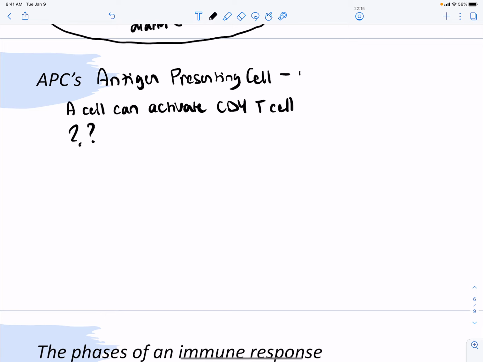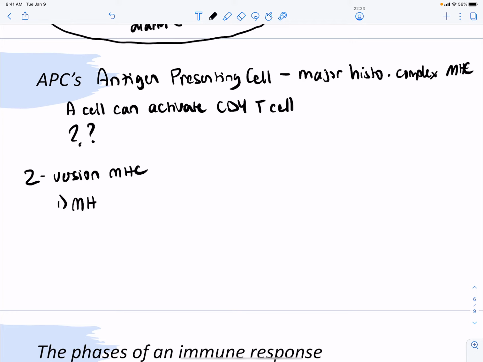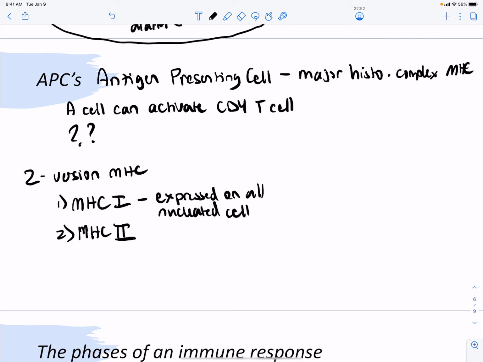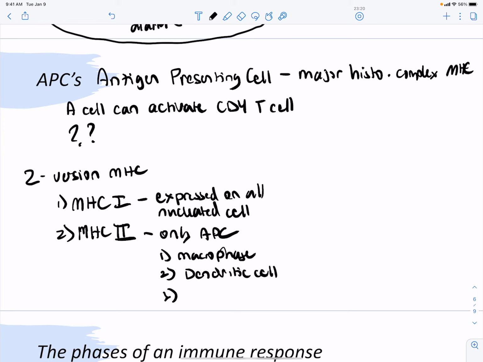Well, we have our major histocompatibility complexes, and they're called MHC. And we have two versions of MHC. We have MHC class 1, which we call MHC1, and we have MHC class 2, MHC2. MHC class 1 is on all nucleated cells. So one cell that has no nucleus is the red blood cell. So an MHC1 is not on a red blood cell. MHC2 is only on APCs. So the only cells that can interact with a CD4 T cell are your macrophage, your dendritic cell, and your B cell.